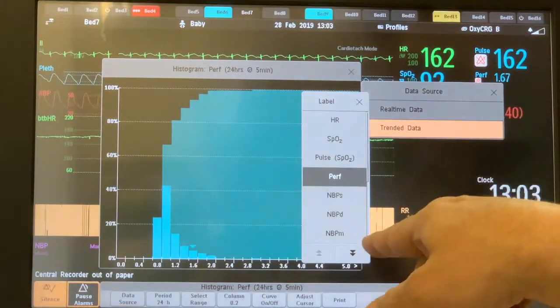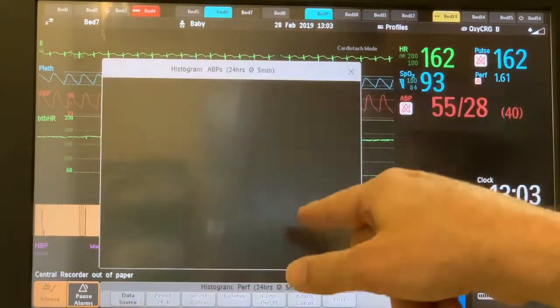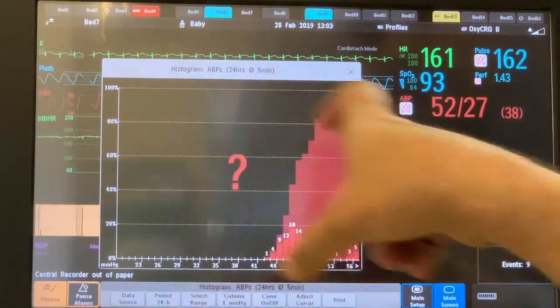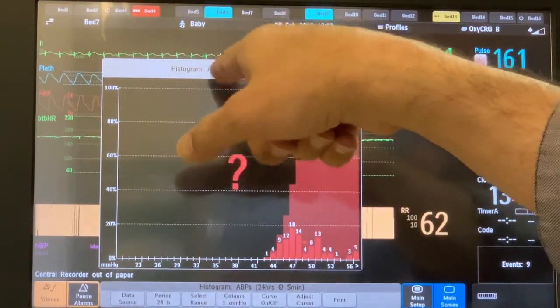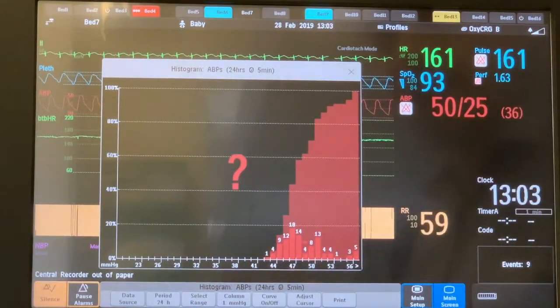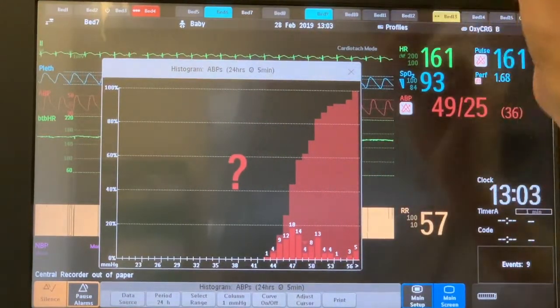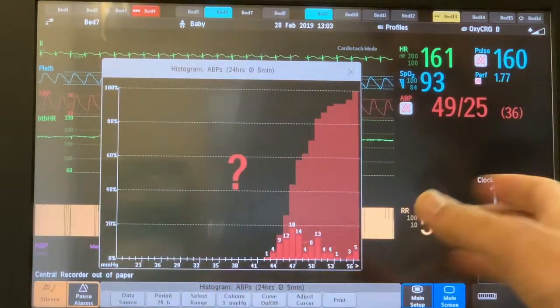You can go to blood pressure trend. This infant is on an arterial line. So you can select systolic, diastolic, and mean in different histograms. So you have the histogram for systolic arterial blood pressure over 24 hours. And it's collecting one recorded number every 5 minutes. And that's a cumulative histogram for the last 24 hours.